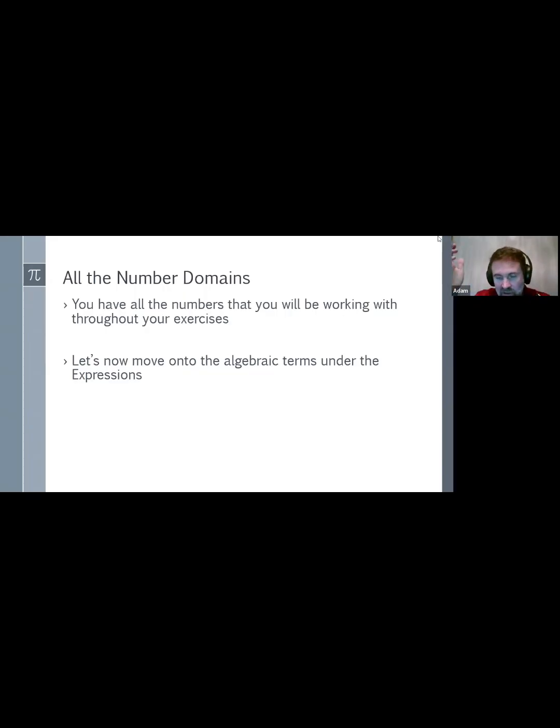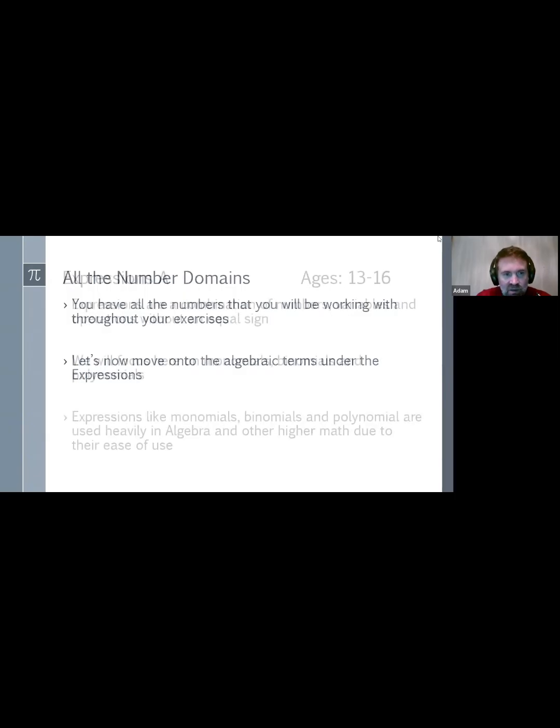I think if you look at, I think it's week 2, some of the earlier page 1 of the problems, you'll see that. So now we're going to move on to the next domains, which are more algebraic in nature, the algebraic terms under the expressions.